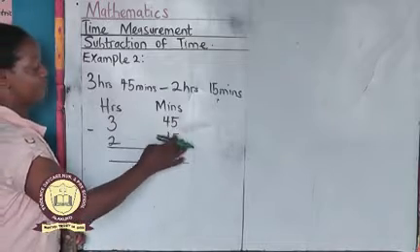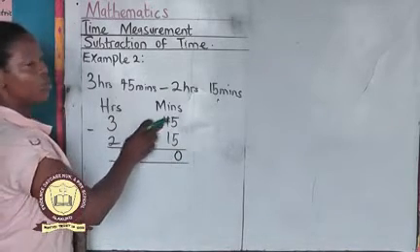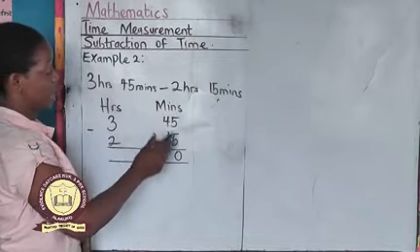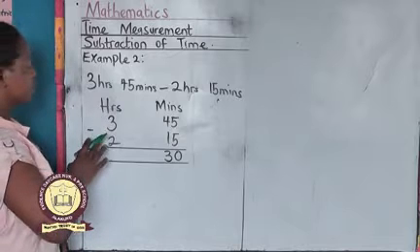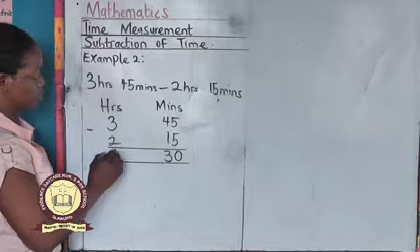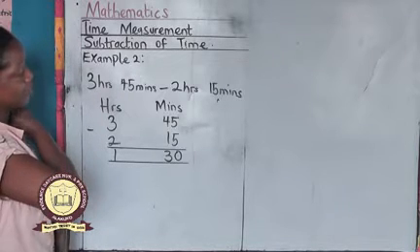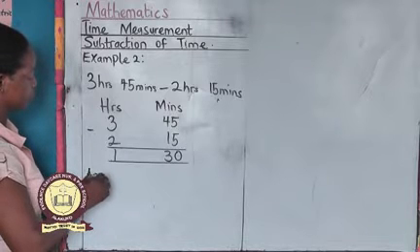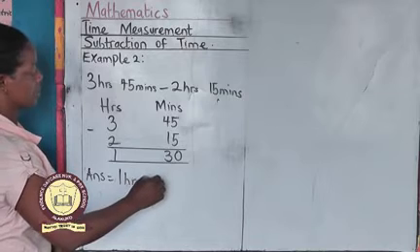We start from here. 5 minus 5 will give you 0. Here you have 4, you take away 1 from 4, you have 3. And here you have 3, you take away 2 from 3, you have 1. So your answer of 3 hours 45 minutes minus 2 hours 15 minutes will give you 1 hour 30 minutes.